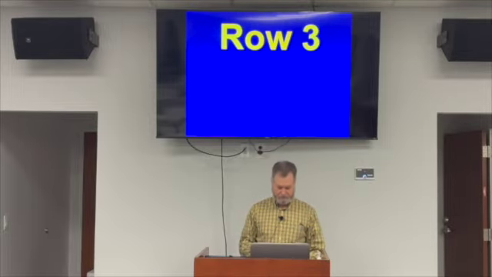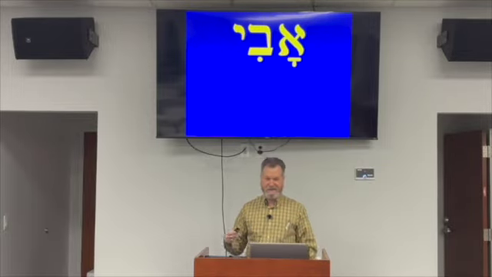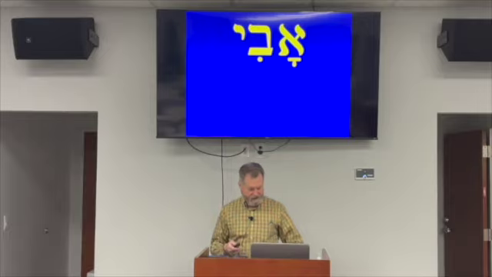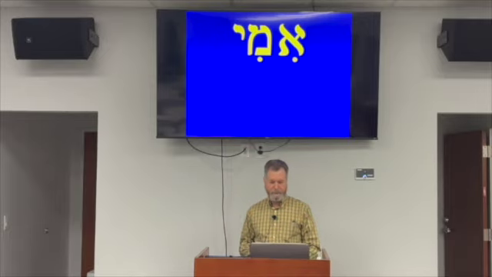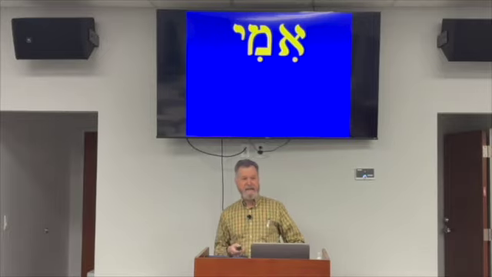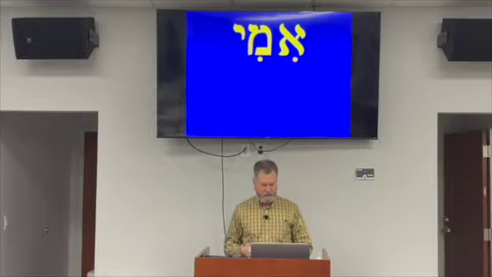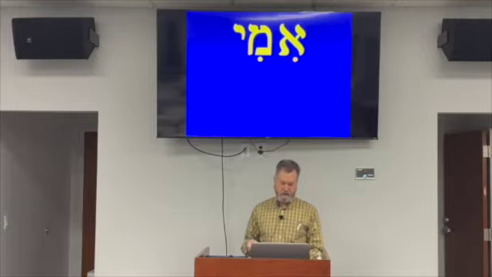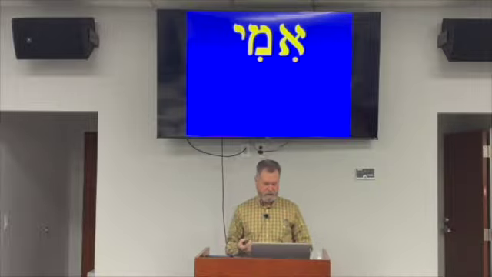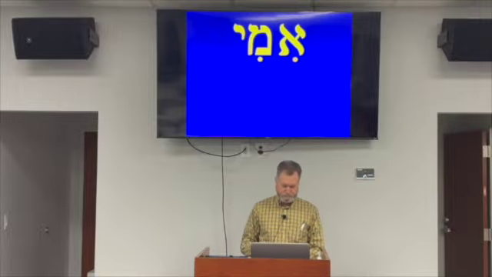Let's go to row 3. Avi. Ami. We have an aleph with a chirik under it, which is e, and then we have a mem with a chirik under it, which is me, and the yud at the end is silent.